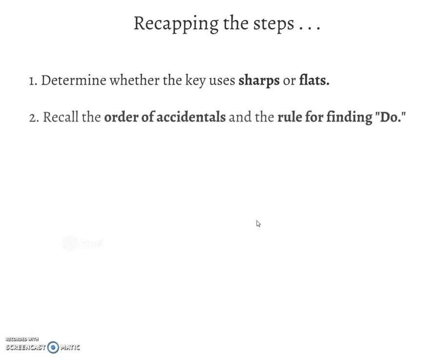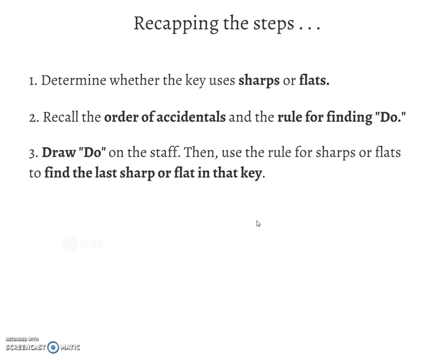So let's just recap all those steps. This is a lot of steps. This would be a good screen to have ready when you're actually drawing your scale, so you can just kind of go down the line here. First up, you have to know if you need sharps or flats. Then you need to recall the order of sharps or flats: F, C, G, D, A, E, B, or B, E, A, D, G, C, F. And the rule for finding do, that the last flat is fa, the last sharp is ti.